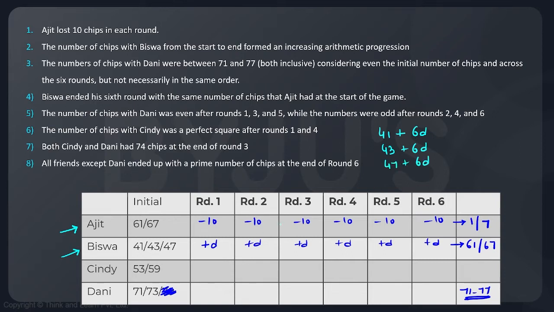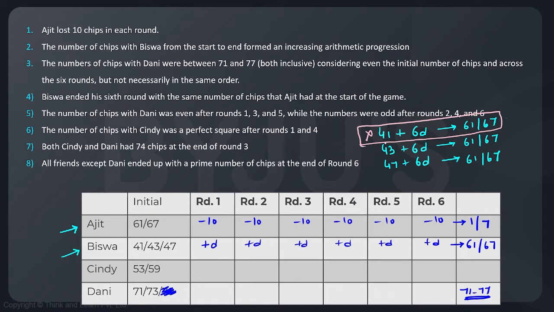I hope you are with me on this. Because initially it was 41 or 43 or 47, it increased by D in all the coming 6 rounds. At the end, he has 61 or 67. So 41 plus 60 should be either 61 or 67. 43 plus 60 should be either 61 or 67. 47 plus 60 should be either 61 or 67. And you will see the first case is actually ruled out here because that's not possible. Just have a look at this.